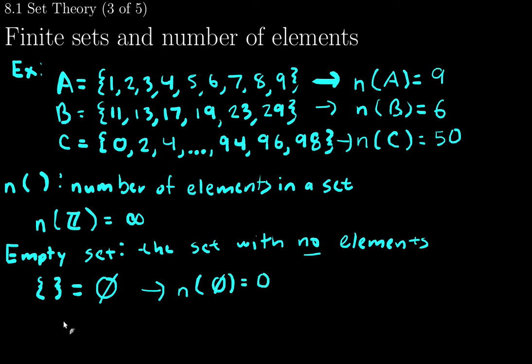Now, it is definitely worth noting, this is the empty set. There are no elements. The set containing 0 is not the same as the empty set. This set has one element. That element is 0. This set has no elements in it.